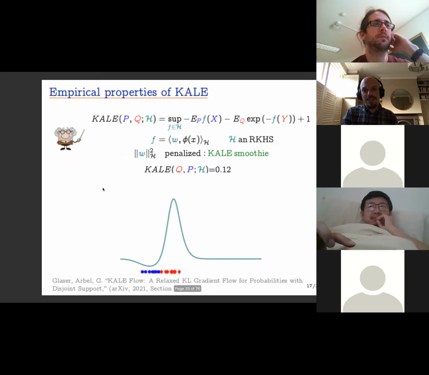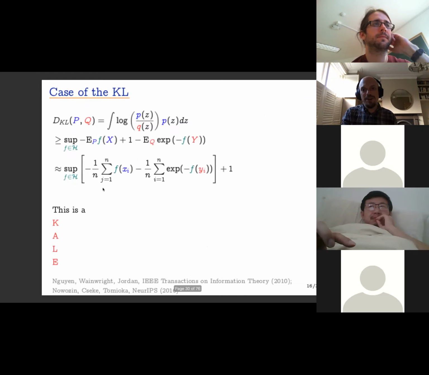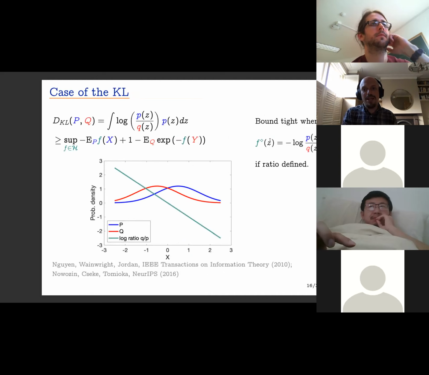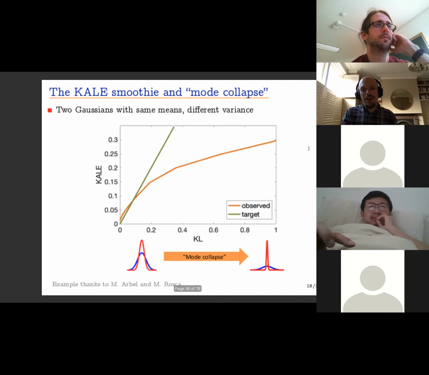And the reason for this amounts to this issue that we came to earlier, that the bound can only be tight when the F contains the negative log ratio P to Q. Now, as the red becomes very, very narrow, this negative log ratio becomes non-smooth, and I'm not able to represent it well with the functions in a smooth function class. So that means that my bound diverges from the real KL. So this is, let's say, a failure mode which our KL is less sensitive to than it should be.